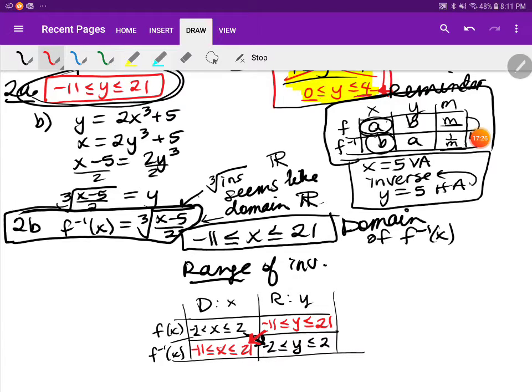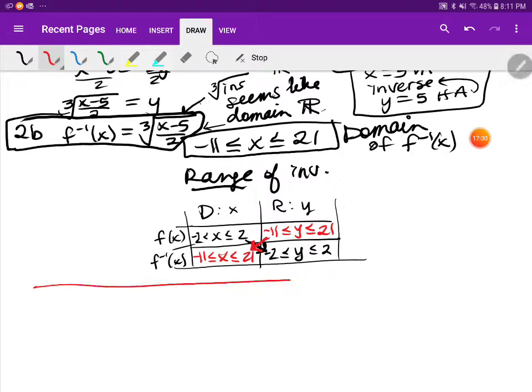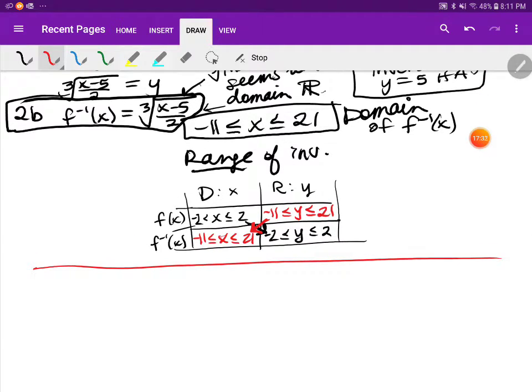Very strange. It's 2017 and 2016. I just saw it on Friday, I think. We're working on one on Friday. So anyway, the answer to 2C is the domain of the inverse is -11 less than or equal to x less than or equal to 21, and the range is -2 less than or equal to y less than or equal to 2.